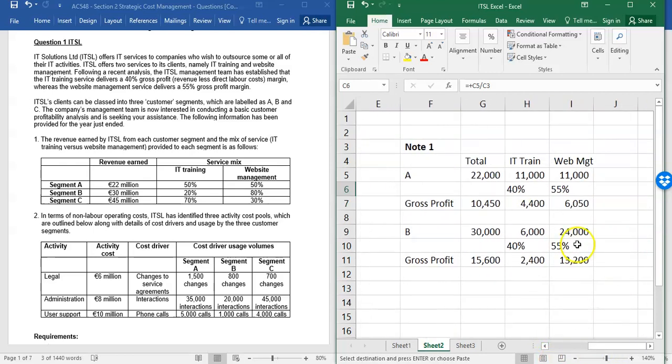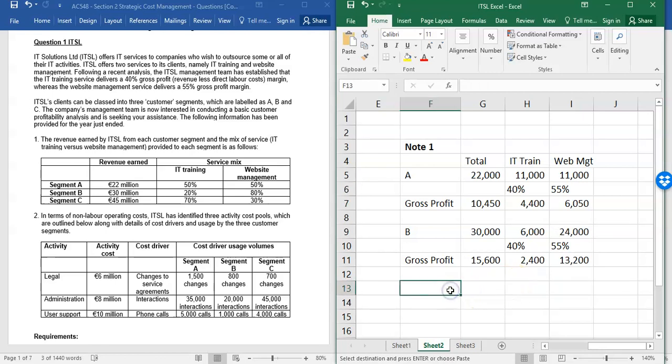And you can see here it's more weighted towards B because you're doing a lot more. You're doing 80% of web management and only 20% of IT training. So the service mix, or what we call the sales mix, has a big influence on profitability as well.